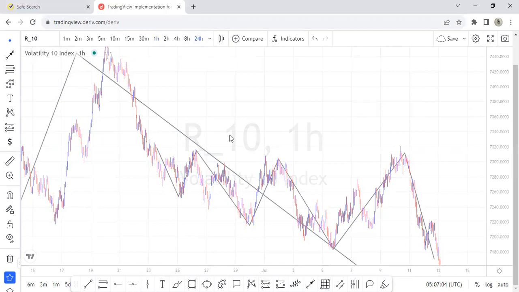All right. So now, if you go to the daily time frame, you will see something very beautiful there. If you go to the daily time frame now, you're going to see something very, very beautiful on the daily time frame.